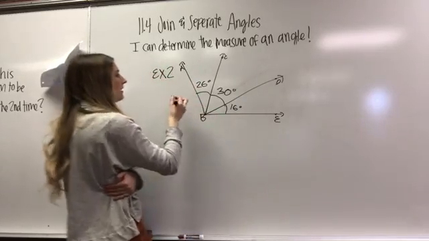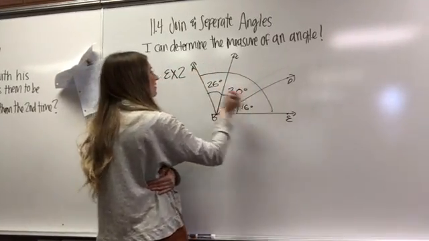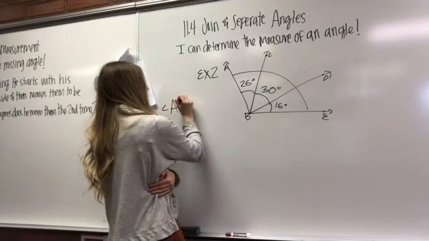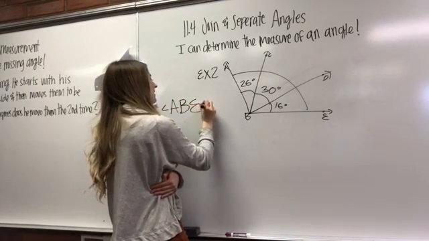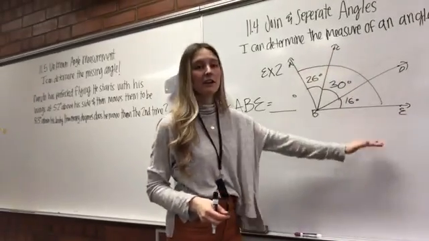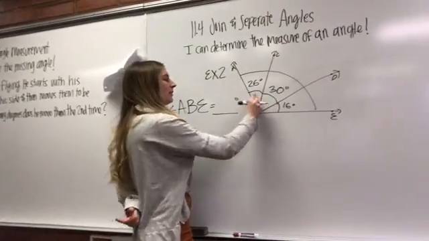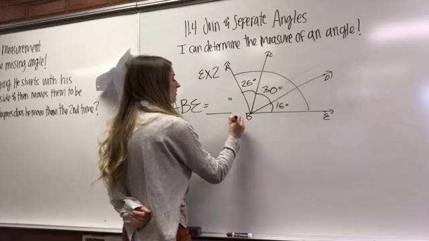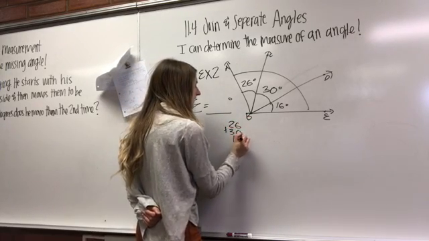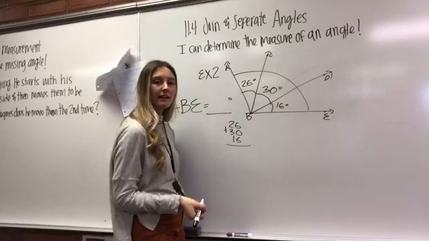We want to know how many degrees is the angle ABE. So angle ABE equals blank degrees. In order to figure out the total angle, we just need to add up all the angles in between. So we need to do 26 plus 30 plus 16. All right, let's add them.